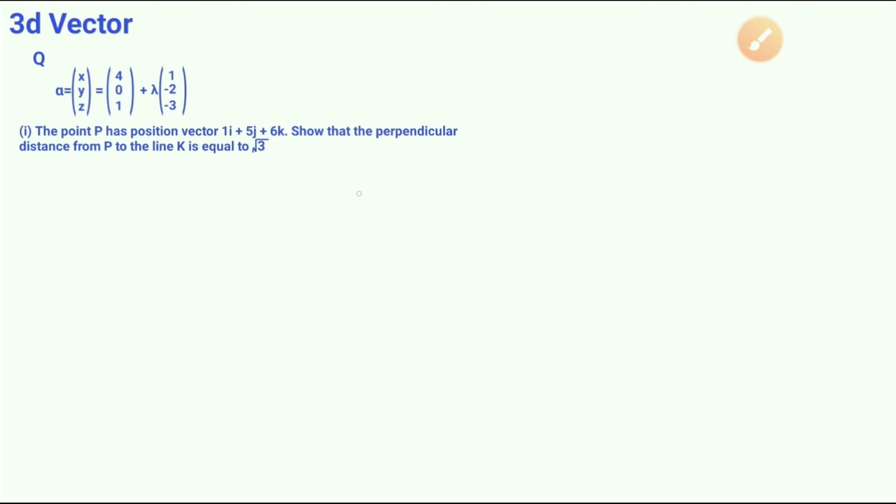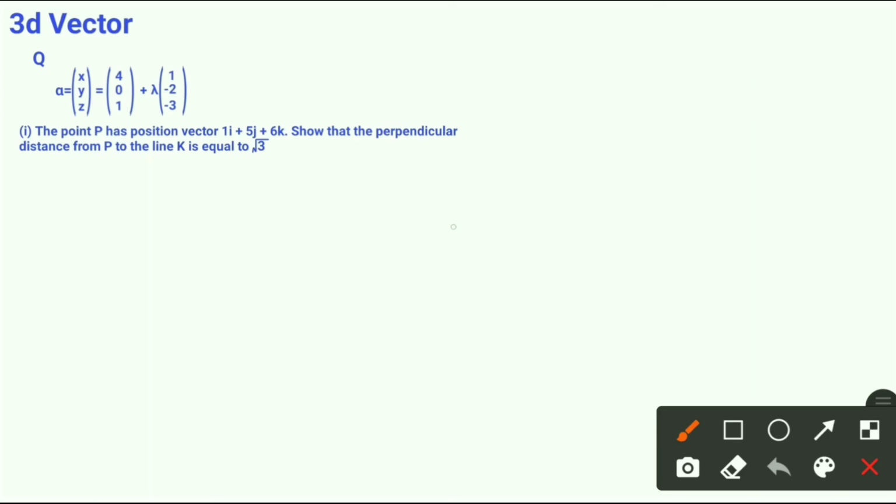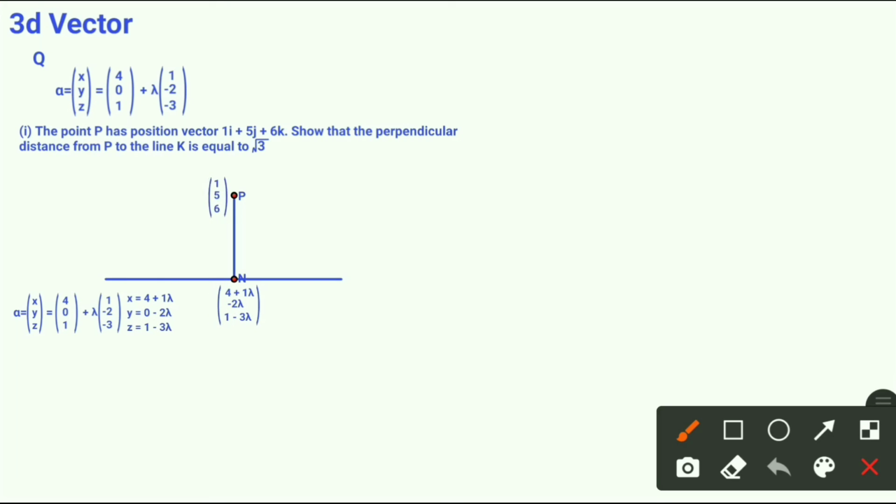Another question: the point P has position vector this. Show that the perpendicular distance from P to the line K is equal to this. And we have the equation of a line. Okay, so this is a line and this is P, and we need to find the perpendicular distance.